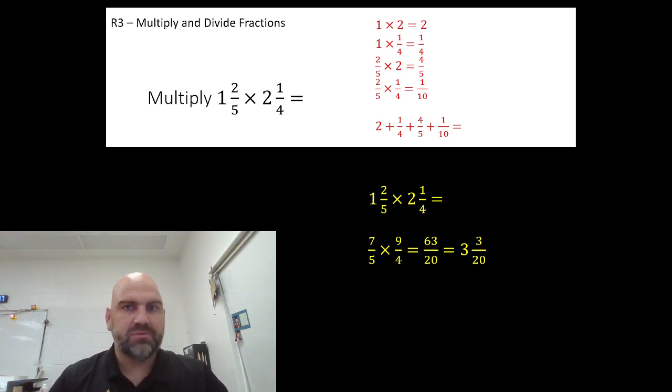You see how there's becoming a lot of work. And when we finally do that, we're going to get 3 and 3/20 as our answer. It's a lot of work to multiply mixed numbers, which is why I would recommend changing them into improper fractions and then doing your calculations there. You can always change it back to a mixed number at the end if that's what you would like.